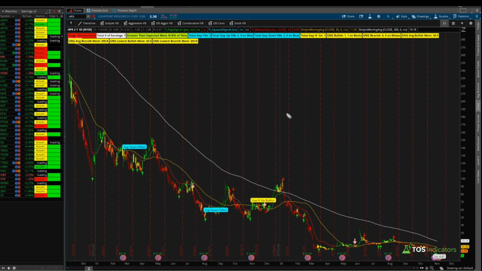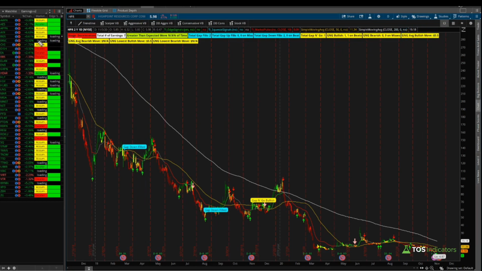A gap and go is the exact opposite. So that's where, say, price action was here. We open above tomorrow and we continue to go in the bullish direction. Or conversely, we open below and we continue to go in the bearish direction. Now here you'll see there's both a bullish and a bearish gap and go, along with not only the average moves, but also the lowest possible move that you've seen, just in case we had something that's skewing our average so that we get a better representation of what kind of move we can typically expect.